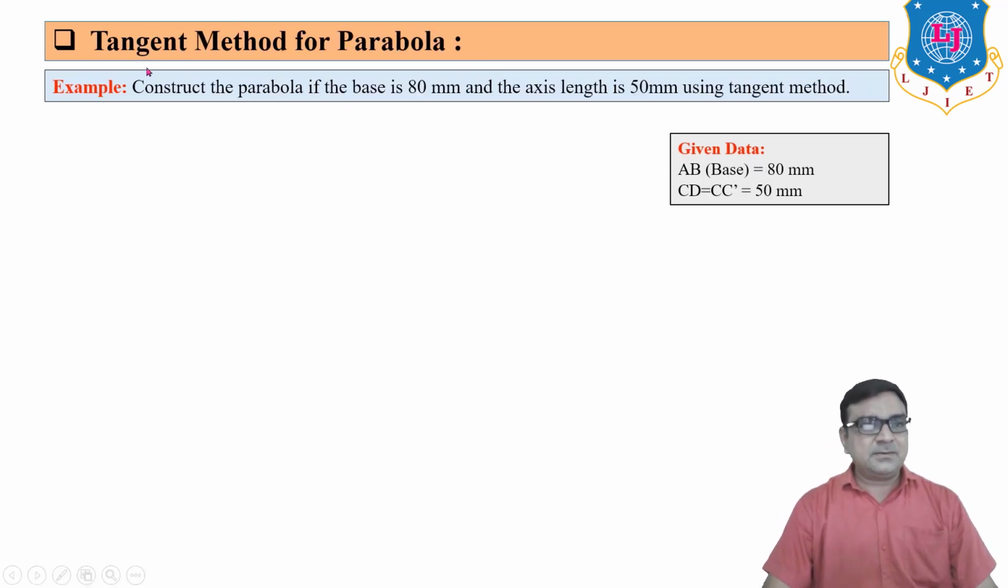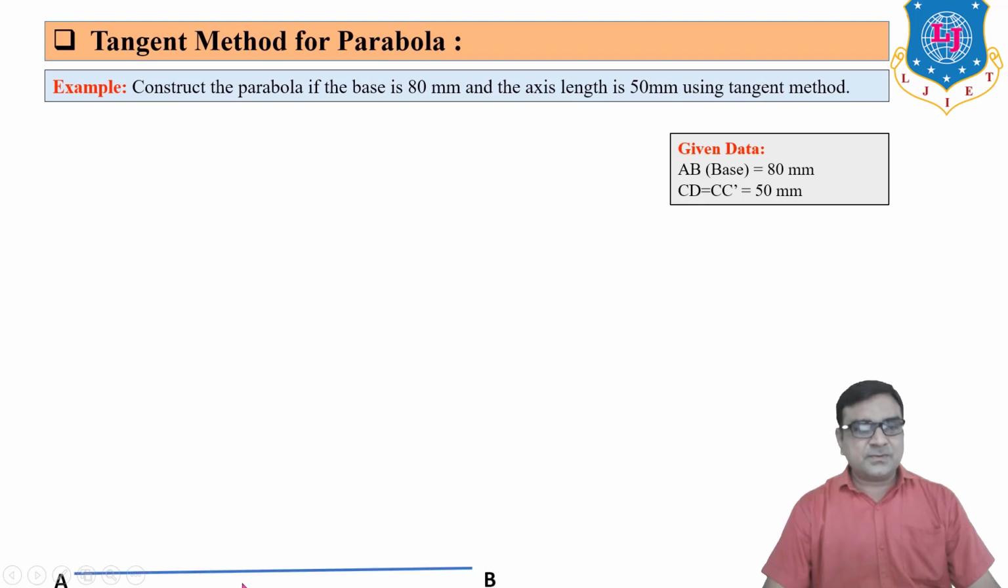Now another method is the tangent method for the parabola. So our data is: construct the parabola if the base is 80 mm and the axis length is 50 mm using the tangent method. Given data here: AB is the base and CD is the axis. First you have to draw one line AB, 80 mm long, which is known as the base of the parabola, and from the midpoint of AB draw the vertical line CD, which is 50 mm long, which is the axis.